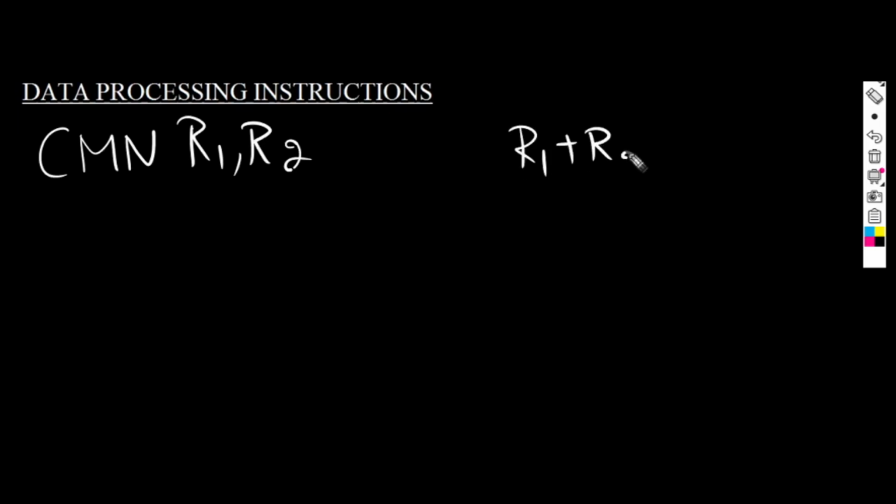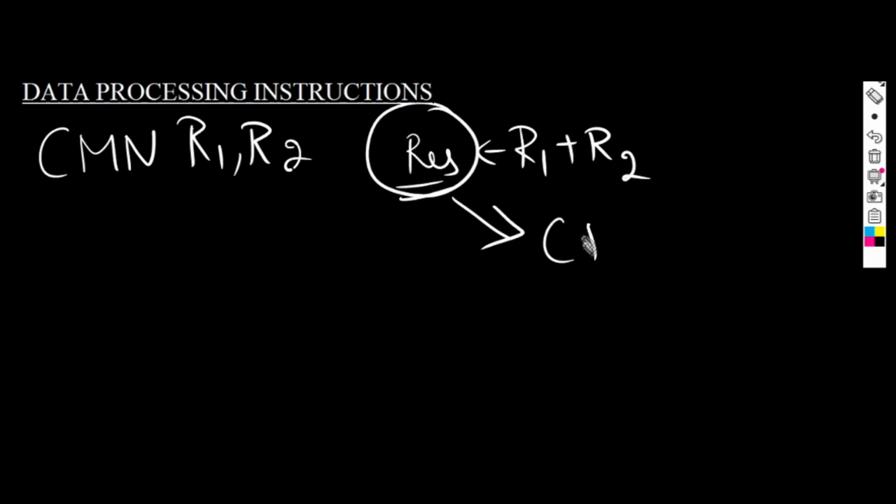Next instruction that we have to discuss is CMN, compare negative, R1, R2. What it will carry out is addition. Internally it will generate R1 plus R2. Obviously some result is generated, and based on this result, it will update the CPSR content.